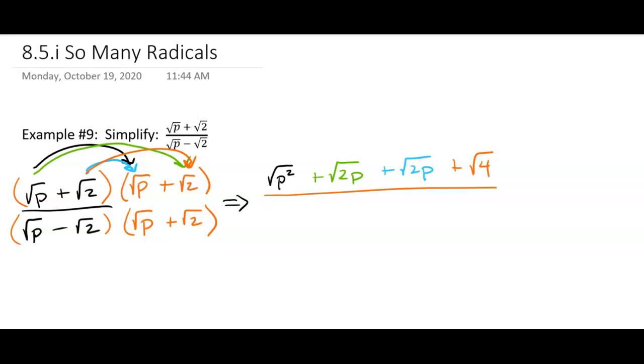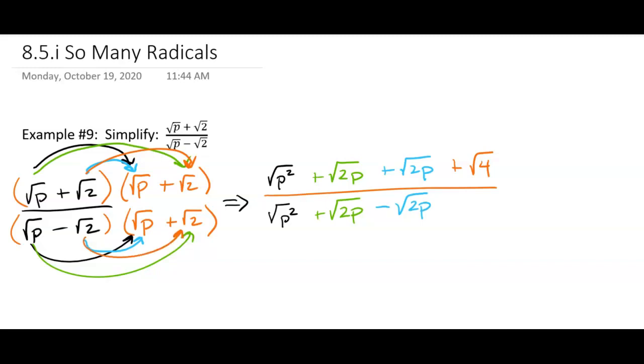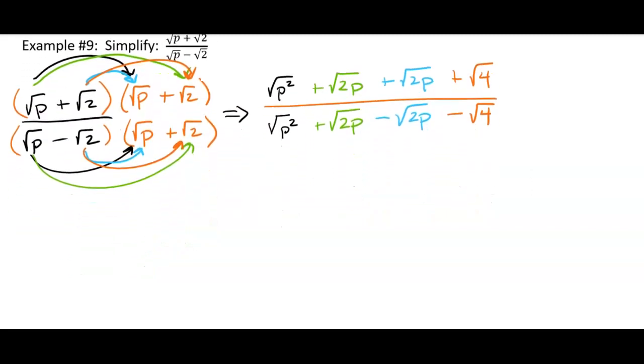Over, now I'm going to do the denominator. So the square root of p times the square root of p, square root of p squared. Then I have the square root of p times the square root of 2, which is plus the square root of 2p. Then I have negative square root 2 times the square root of p, which is going to be a negative square root of 2p. And then finally, I'm going to have a negative square root 2 times the square root of 2, which is going to be minus the square root of 4. Okay, so a lot of multiplying there because you're foiling the numerator, you're foiling the denominator. Now we just have to simplify it and we'll see what we get.